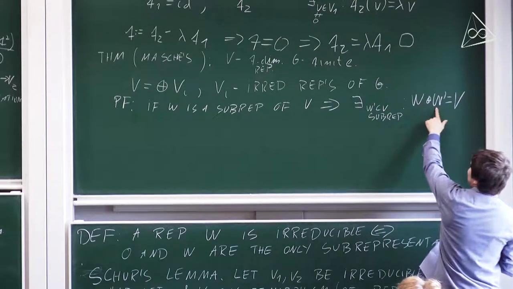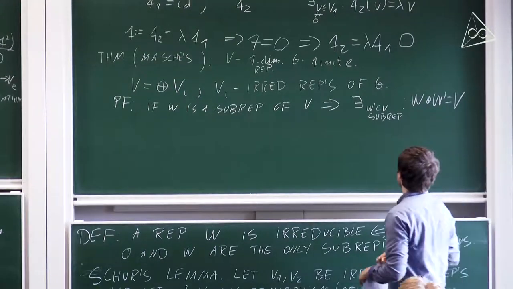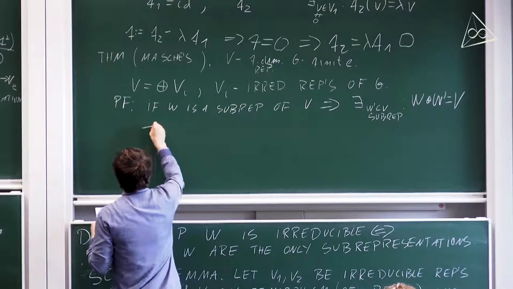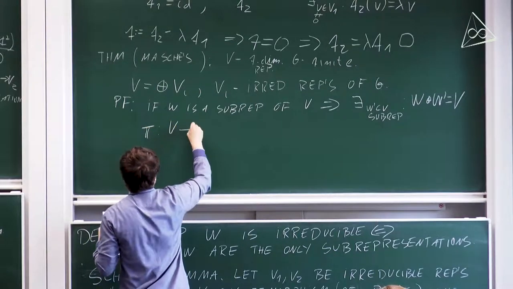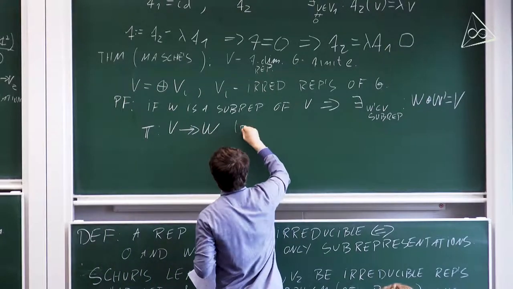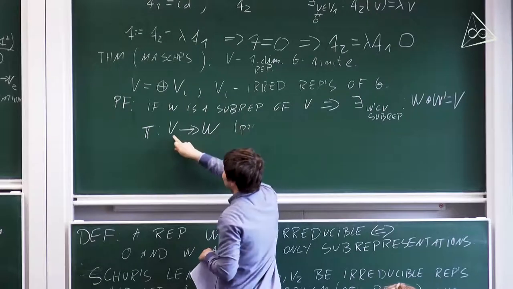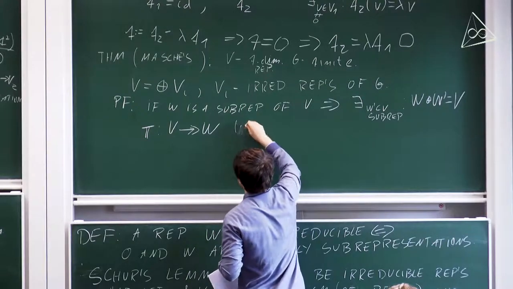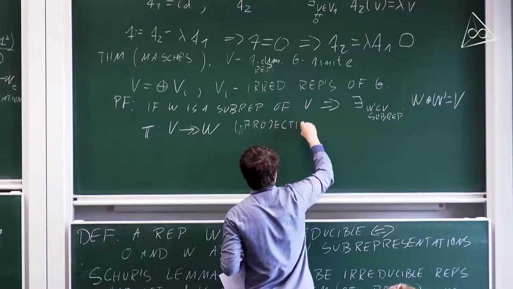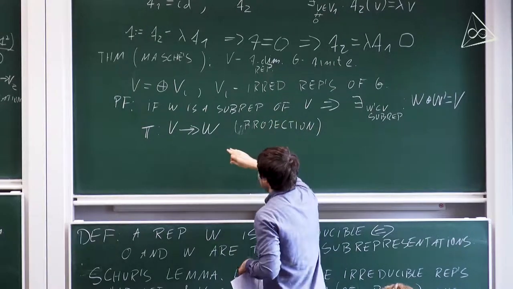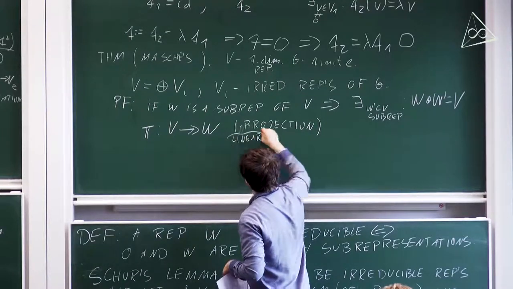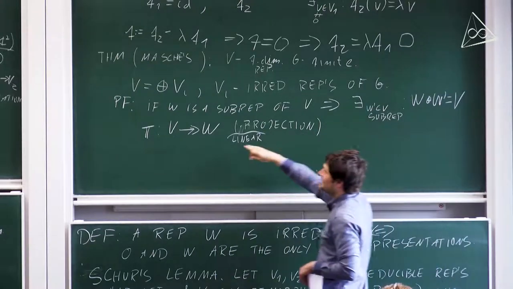So, as I said, it's clear that we can do it for vector spaces because we can take any projection, just any surjective linear map. Not only surjective, but also identity on W. So we take a linear projection pi. Okay, so this W prime would be the kernel of pi.